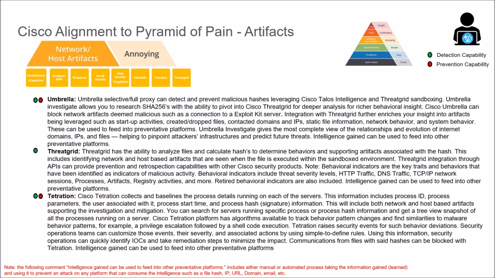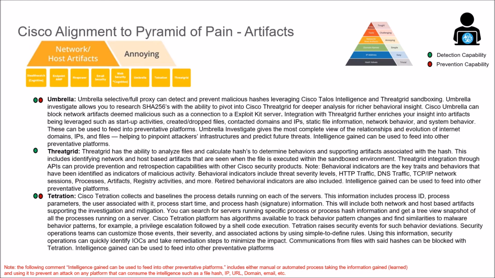Cisco Umbrella can block network artifacts deemed malicious, such as connection to an exploit kit server, right? Integration with ThreatGrid further enriches your insight into artifacts being leveraged, such as startup activities, created drop files, contacted domains, IPs, static file information, network behavior, and system behavior. These can be used to feed into preventative platforms.